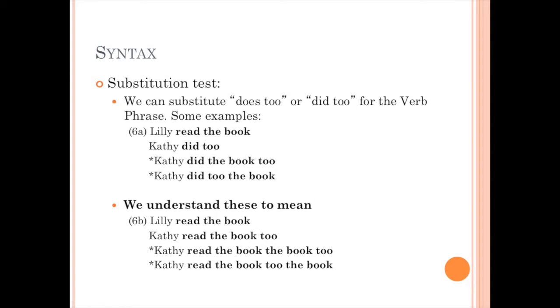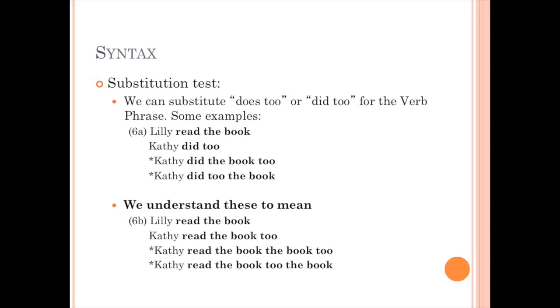So here's a substitution test we can use to identify verb phrases. We can substitute does, do, or did for a verb phrase. Look at the sentences above. Both "Lily read the book" and "Kathy did too" are grammatically correct. Neither "Kathy did the book to" nor "Kathy did to the book" are grammatically correct, for reasons that are obvious when you read the sentences in 6b.